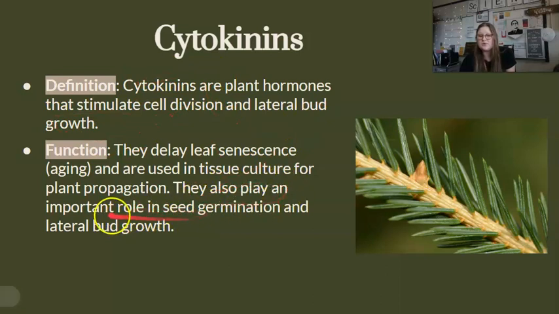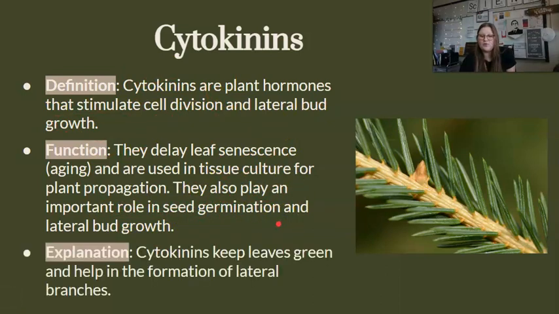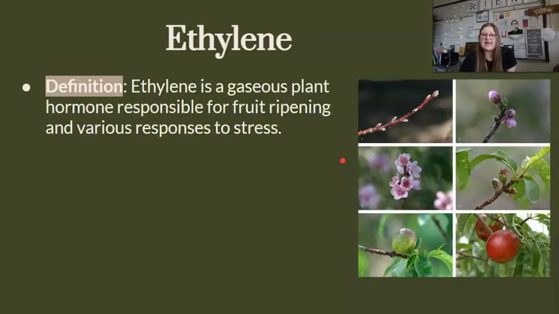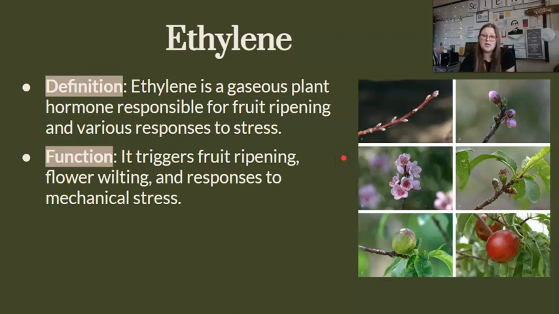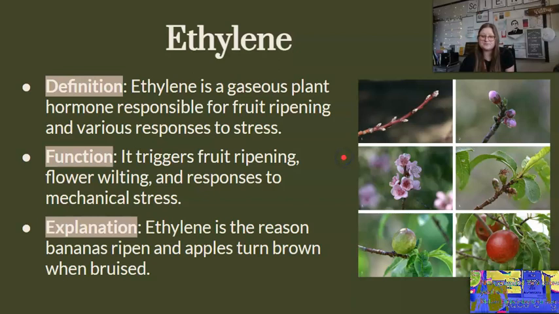They also play an important role in seed germination and lateral bud growth. Cytokinins help keep leaves green and help in the formation of lateral branches. This right here is a lateral bud. This is where a new branch could possibly form on this branch here. All right, ethylene. Ethylene is a gaseous plant hormone responsible for fruit ripening and various responses to stress. It triggers fruit ripening, flower wilting, and responses to mechanical stress. And ethylene is the reason that bananas ripen and apples turn brown when bruised.